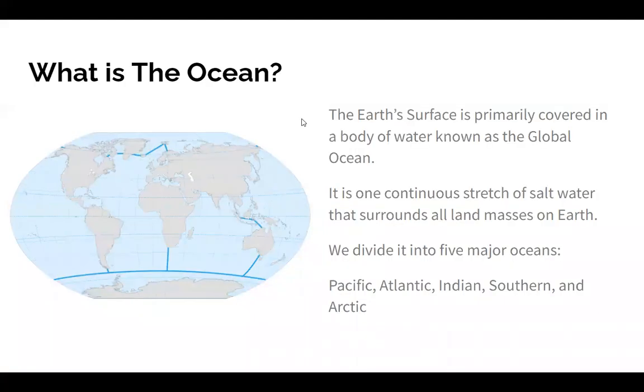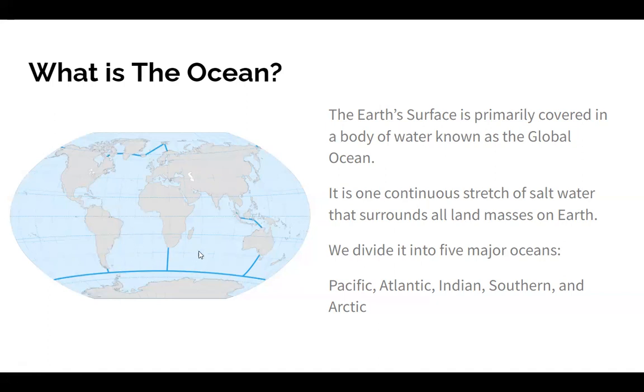So what is the ocean? When you think about the ocean, a lot of times people talk about the oceans, when in reality there is actually only one ocean. It's called the global ocean. It's primarily covered in a body of water, right? The Earth's surface. All of these bodies of water that are connected are the ocean. It's a continuous stretch of salt water that surrounds all land masses on Earth.